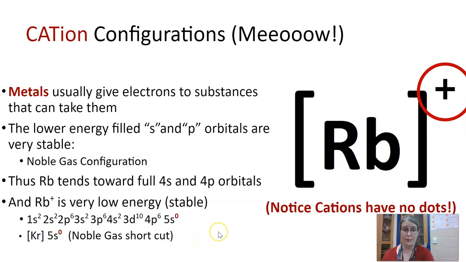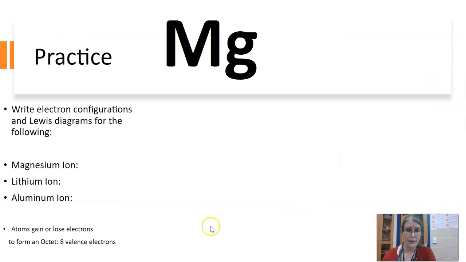So again, I've got some practice for you. I've got magnesium, lithium, and aluminum. And we can start this by doing the same thing that we did before. Draw the neutral atom, and then we'll think about how many electrons we need to take away from these metals. I'll give you a minute to draw them, and then we'll look at them. So you can pause it and draw them.